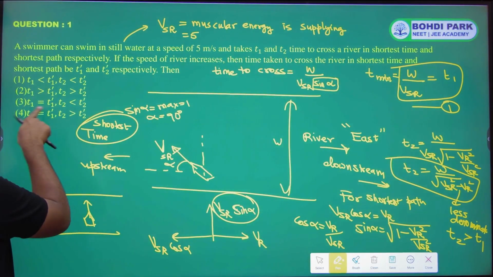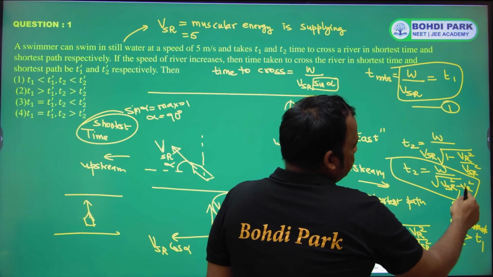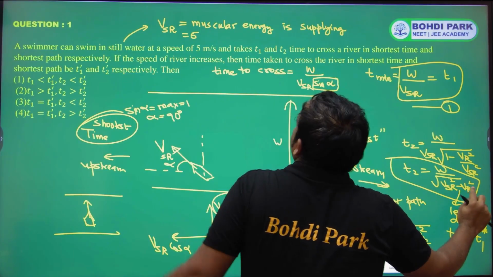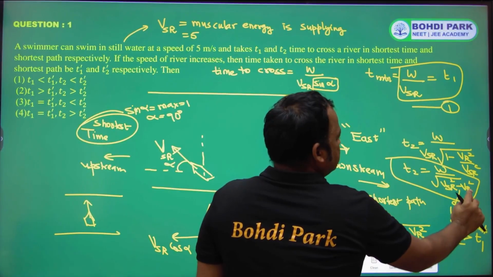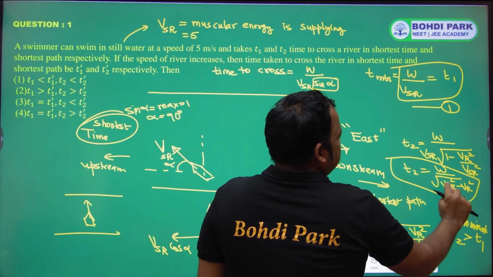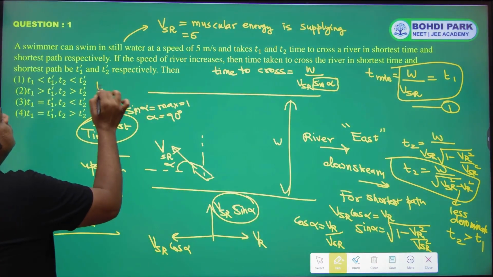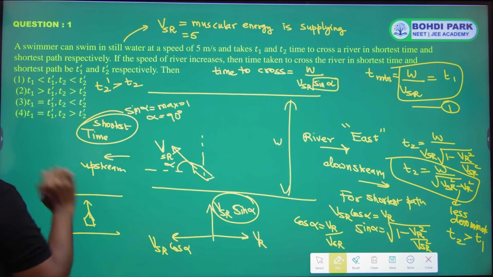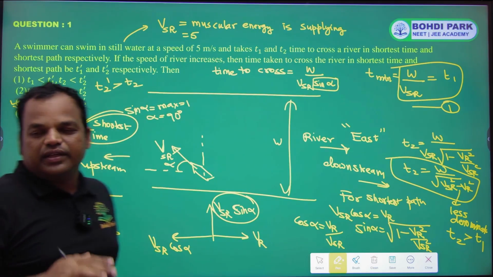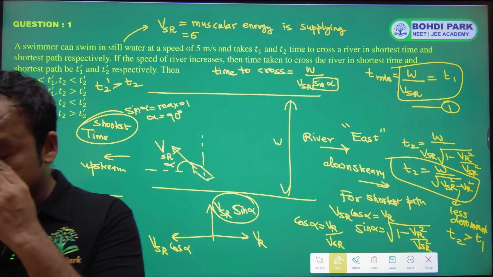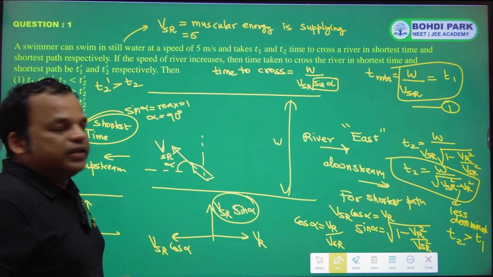So T1 is equal to T1 dash, but for T2, VR is there in the denominator. So the speed of river increases, so VR increases, so denominator decreases, so T2 increases. Okay, so T2 dash will be greater than T2. So we have the third option. Okay, done. Now next question.